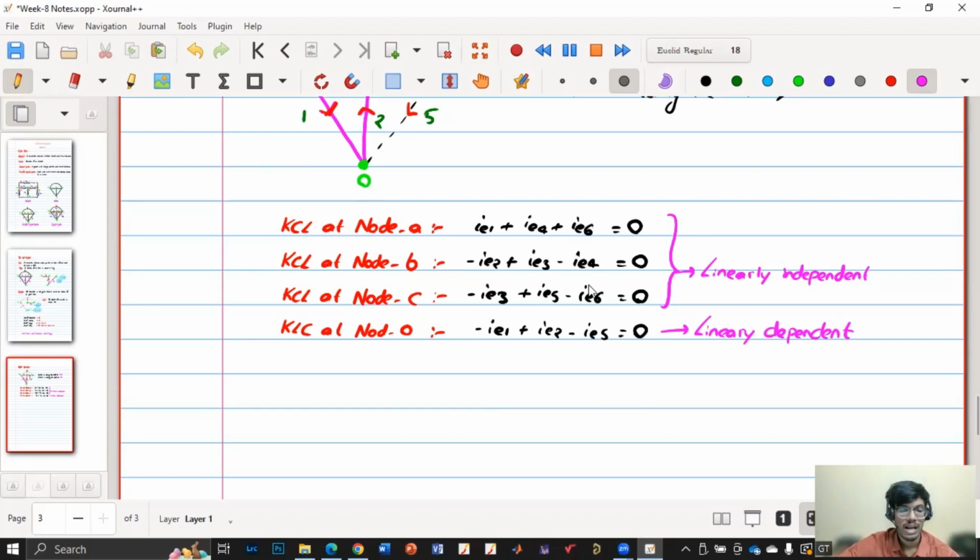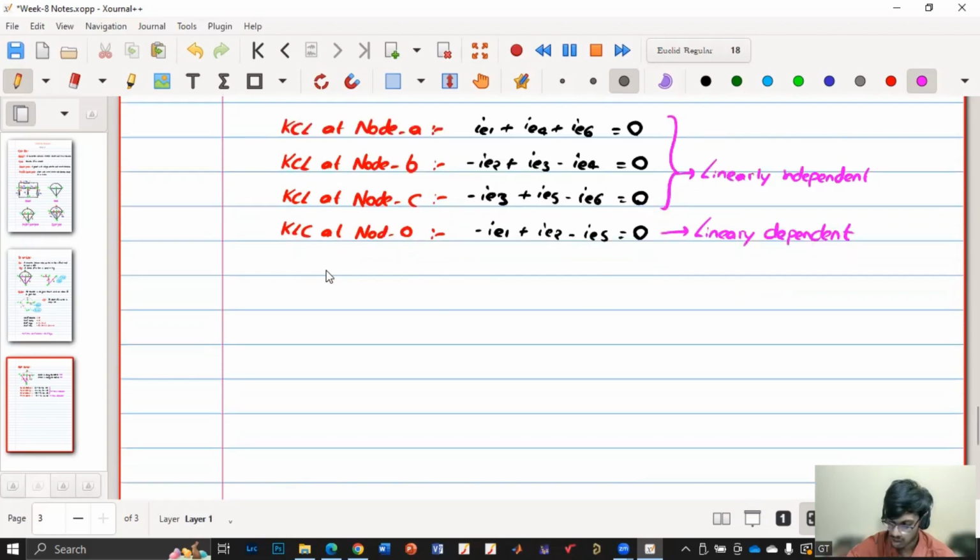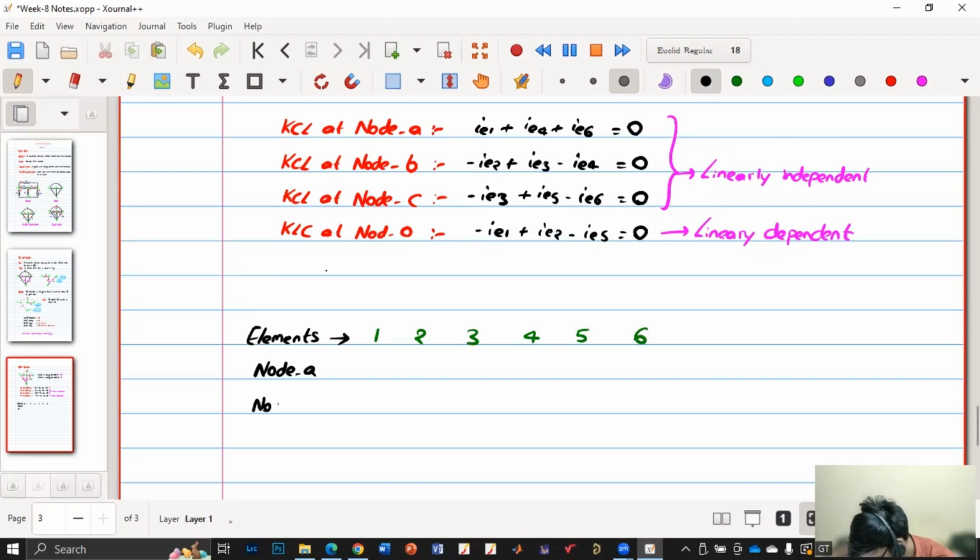Now we'll be writing these 3 equations in a format such that it will be like A matrix into IE1, IE2, IE3, IE4, IE5, IE6 is equals to 0. So first, our horizontal line will be elements: element 1, element 2, element 3, element 4, element 5, element 6. And vertically down it will be KCL at node A, node B, node C.